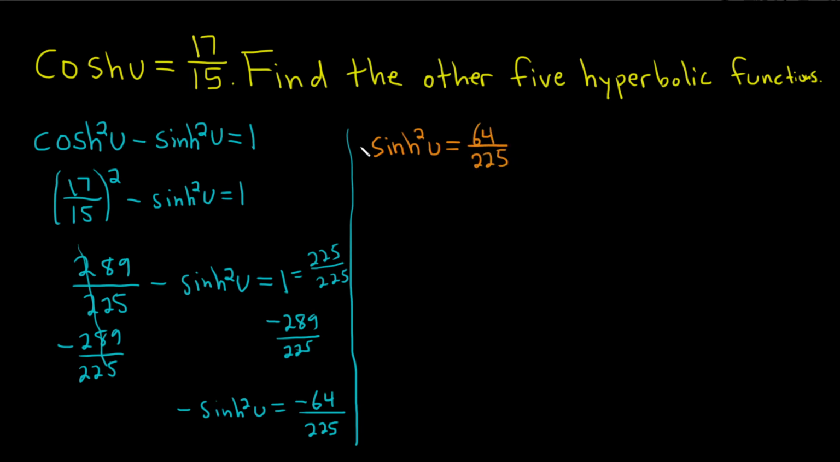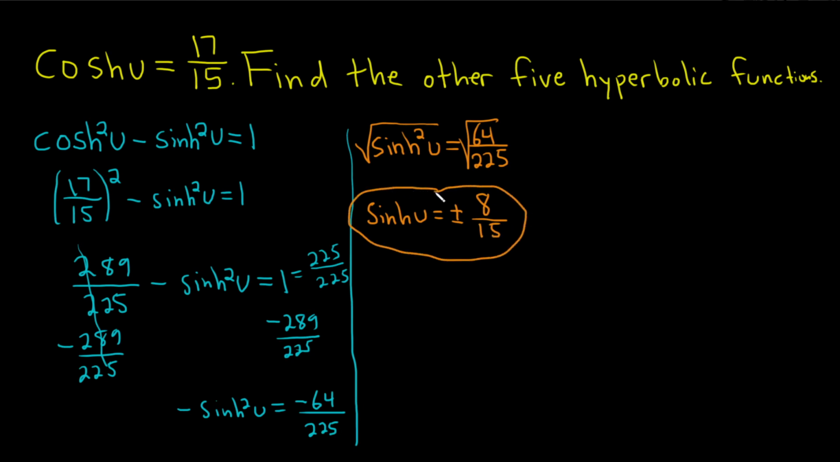Now here's where it gets tricky. When you take the square root on both sides, you do get a plus or minus. So you get sinh u equals plus or minus, and then you just take the square root of each piece. So the square root of 64 is 8, and the square root of 225 is 15. So we get this, and I'm pretty sure that's it. We can't really say if it's positive or negative. Remember, the graph of sinh has positive and negative values, while cosh is only positive, so I think it's as good as it gets based on the information we have in this problem.